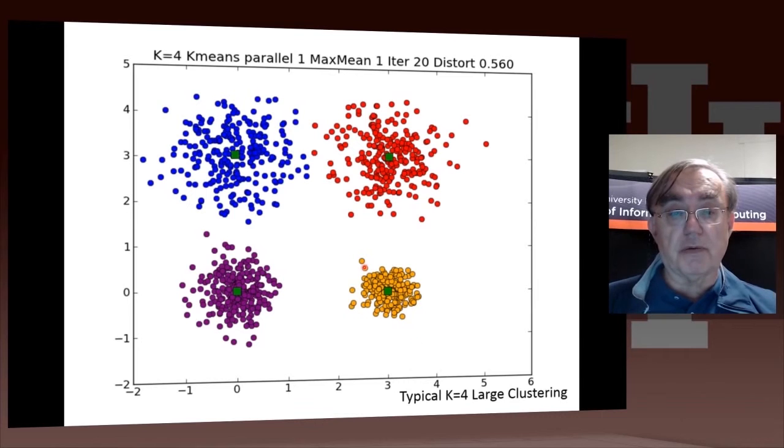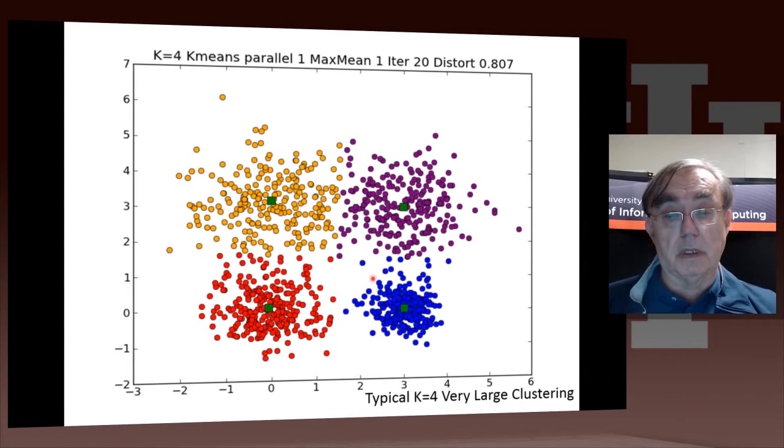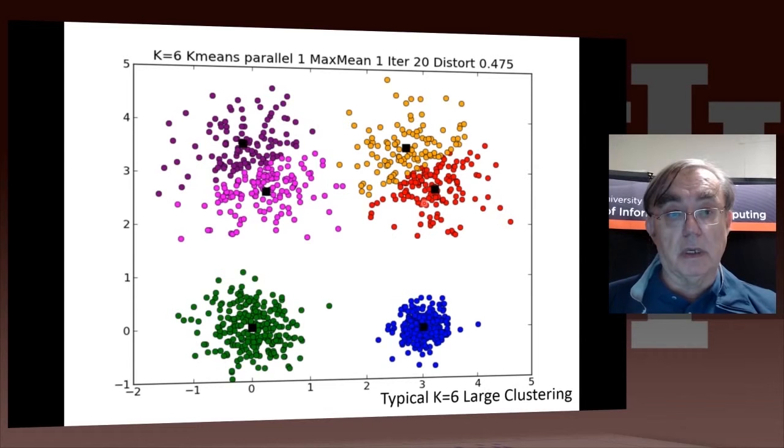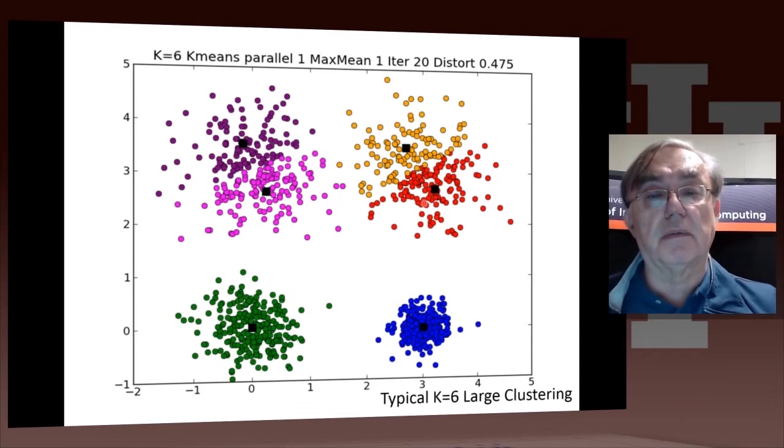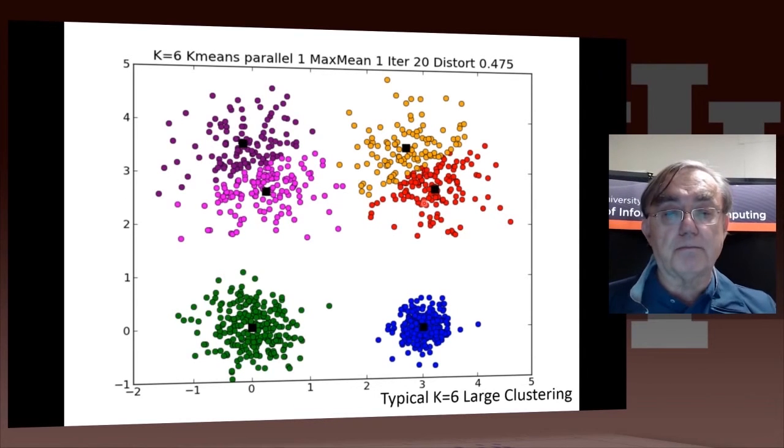Here we have the k equals 4 for large clustering, and it looks pretty nice. Here we have the very large clustering, k equals 4, it's gone well. Again it's spread out with a point at near above 6. Now we do something which who knows what it's meant to do, because we're asking for 6 clusters with a sample which only has 4.